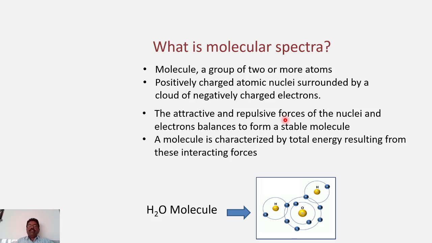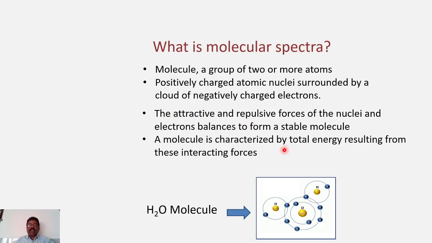that there is a lowest energy involved. The lowest energy of the molecule is involved, and the molecule will be stable in that case only. Okay. So a molecule is characterized by its total energy, which is the minimum possible energy resulting from these interacting forces between the constituent atoms. So that particular energy is important for us.